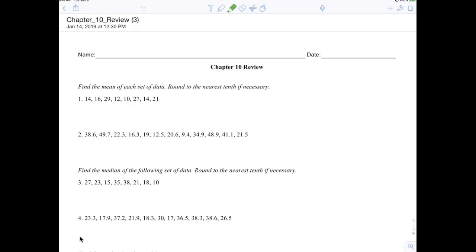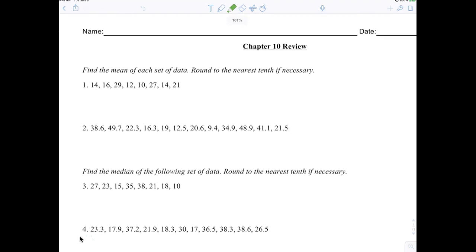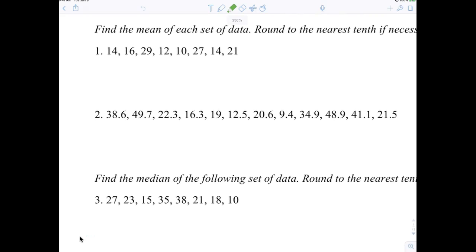Calculators. Here we go. All right, number one. Here we go. Let's hit clear. Okay, I need the mean. What's the matter? Let's go. Come on, that's what I'm saying.